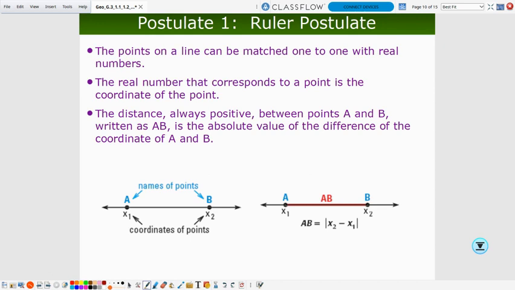Keep in mind that distance is always positive. The distance between points A and B, written as AB, is the absolute value of the difference of the coordinates A and B. So when we're thinking about this, we have two points. These are the endpoints of our segment, and we want to find the distance between the two. I'm taking the second point and subtracting the first point, but also taking their absolute value.